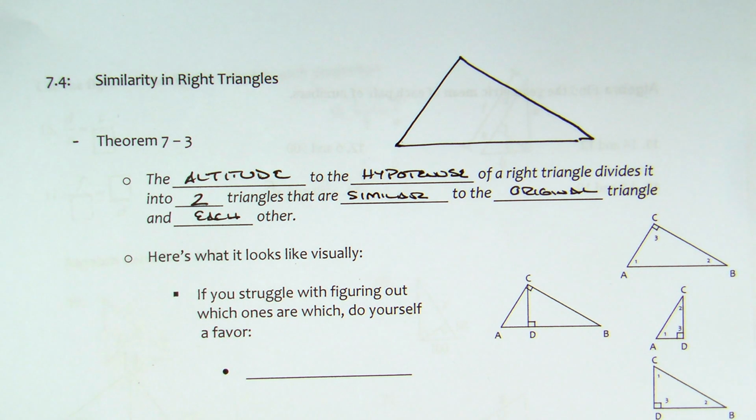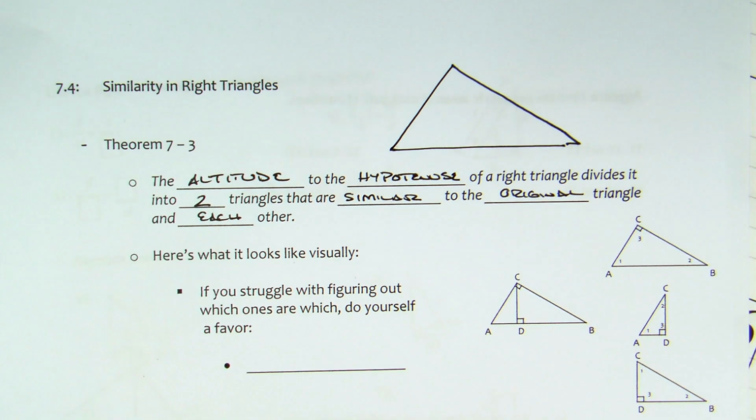Alright, so let's try this again. The altitude to the hypotenuse of a right triangle divides it into two triangles that are similar to the original triangle and each other. Now, this only works for right triangles.